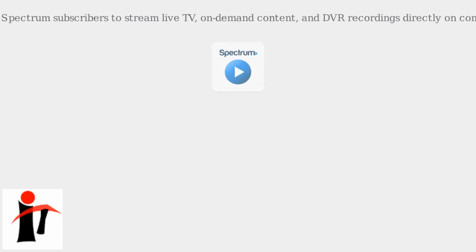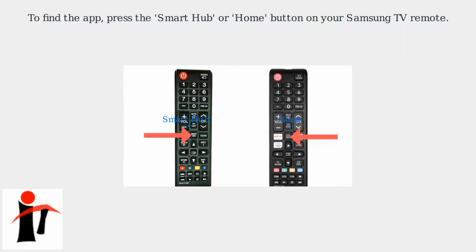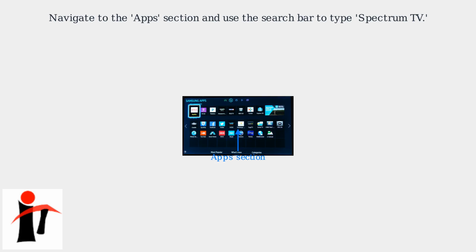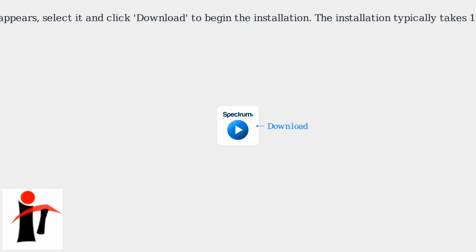The Spectrum TV app allows Spectrum subscribers to stream live TV, on demand content, and DVR recordings directly on compatible Samsung Smart TVs. To find the app, press the Smart Hub or Home button on your Samsung TV remote. Navigate to the Apps section and use the search bar to type Spectrum TV. If the app appears, select it and click Download to begin the installation.